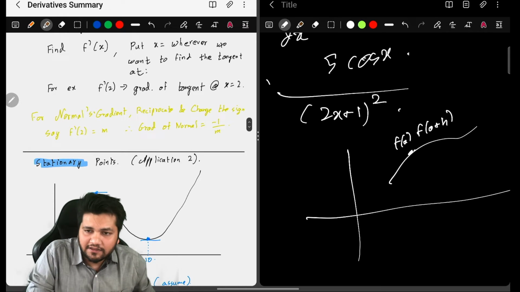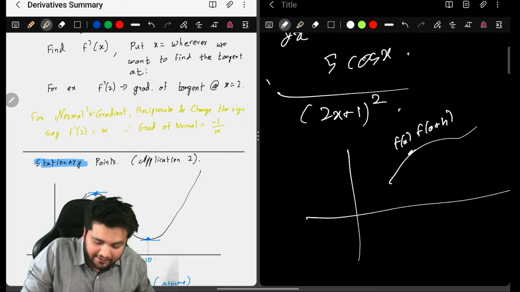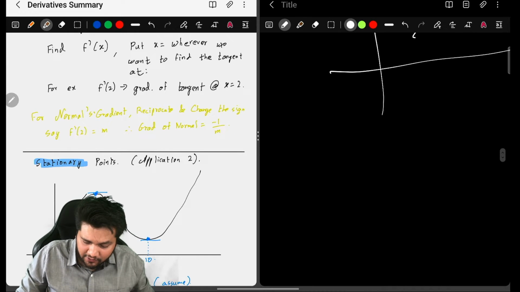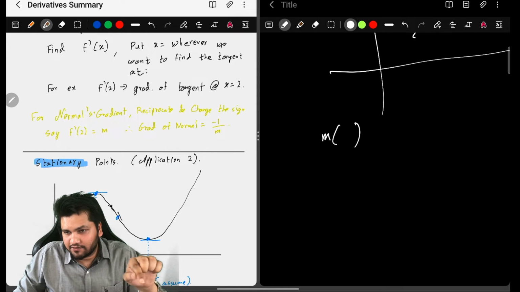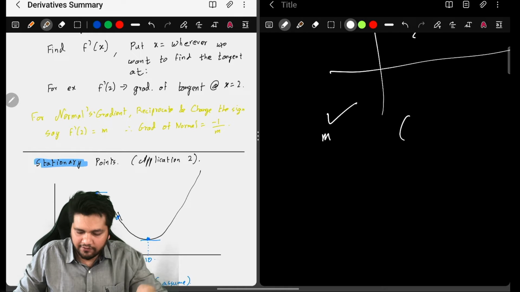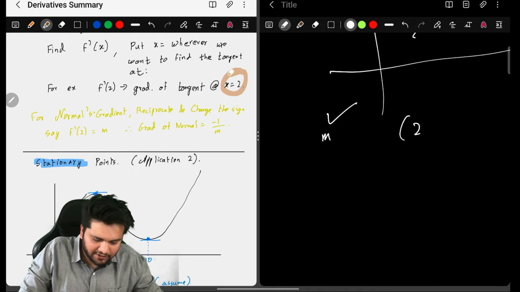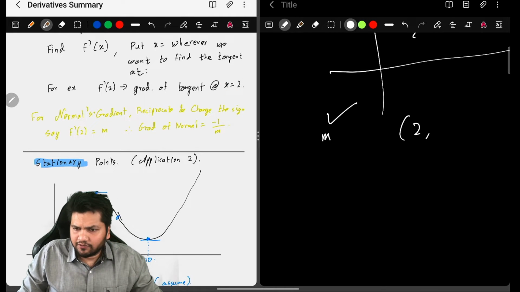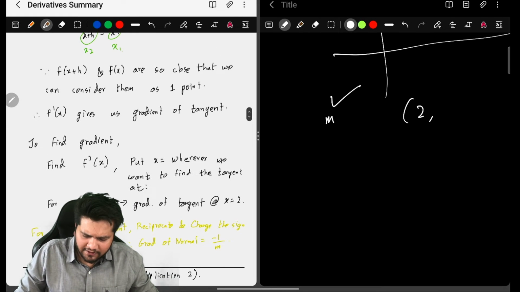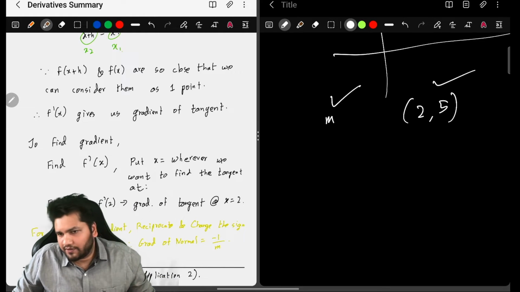So that is basically the gradient. Now we need to find the equation of the tangent, and for the equation of the tangent we require two things: gradient and point. We know the gradient through that derivative, just putting x equals 2, so there's no problem. What about the coordinate? The x coordinate we already know. As you can see in this example, it's going to be 2. For finding the y coordinate, you just put that 2 in the f of x equation and you will get the y coordinate, let's say 5. So we know the gradient and we know the point, so we can find the equation of the tangent.